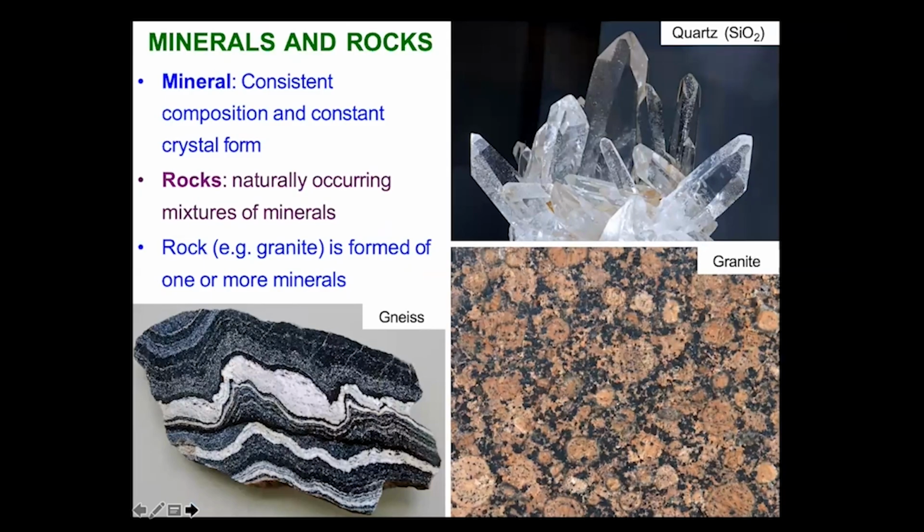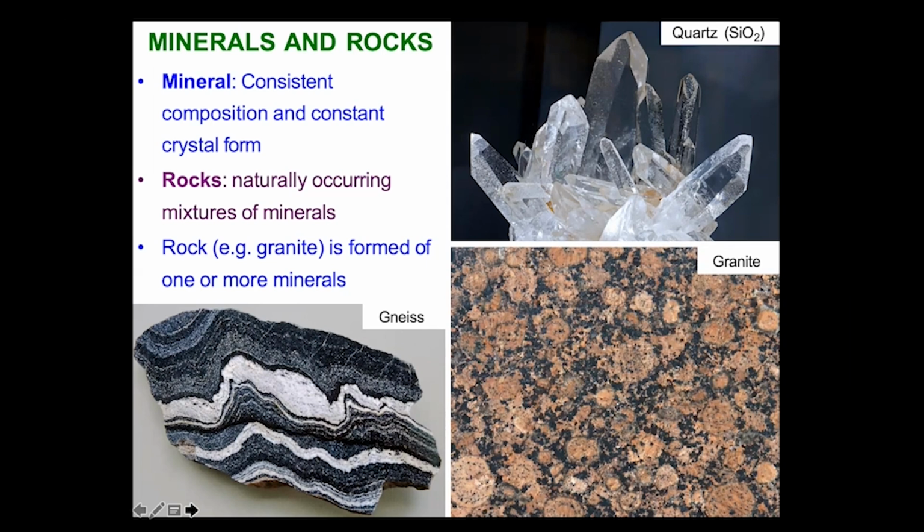All rocks that we look at are formed of minerals. Now, a mineral is a substance or crystal that has a consistent composition and constant crystal form. If you look at the upper right corner, there is quartz, which is a silica oxide, always a silica oxide, and the crystals that you see there are typical crystal shapes for quartz.